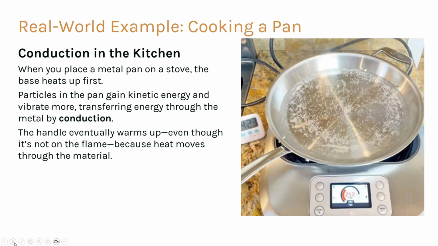Real-world example: cooking a pan. Let's apply this to something familiar. Imagine placing a metal pan on a stove. The base of the pan heats up first because it is in direct contact with the heat source. Particles in the metal gain kinetic energy and vibrate more. That energy is passed along the pan through conduction. Eventually, the handle becomes warm, even though it's not touching the flame. This happens because energy is transferred through the material, particle by particle.